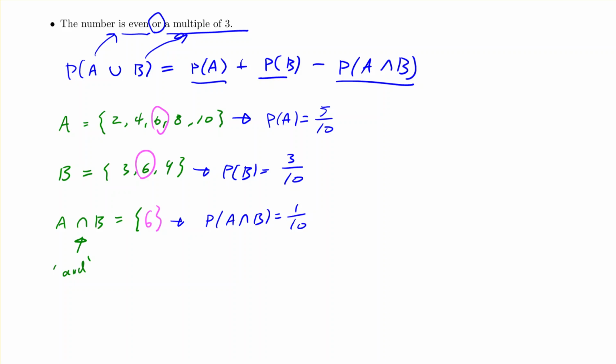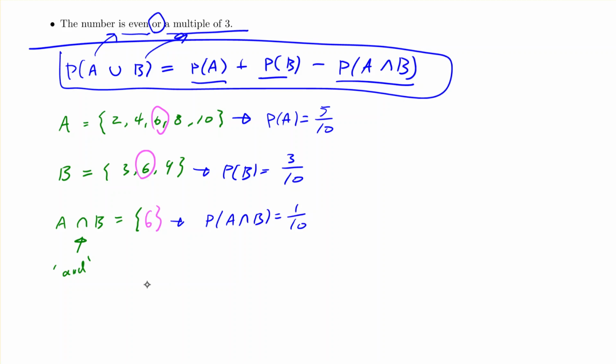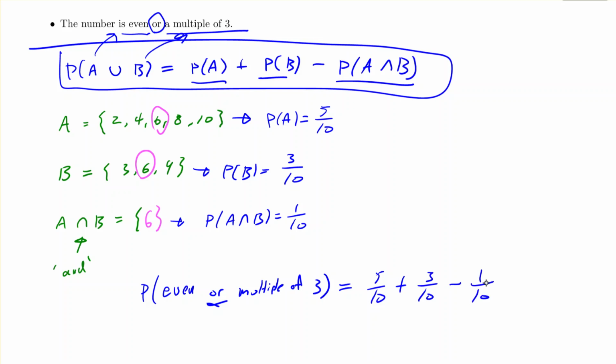So when we find the final answer, what we have to do is follow this formula. Probability of even or multiple of 3 is probability of even, which is 5 out of 10, plus 3 out of 10, probability of multiple of 3, minus probability of 1 out of 10, which gives us 7 out of 10, which is 0.7. So the main idea here is that 6 was counted twice. That's why I have to subtract once here. So in this case, these two events are not mutually exclusive.